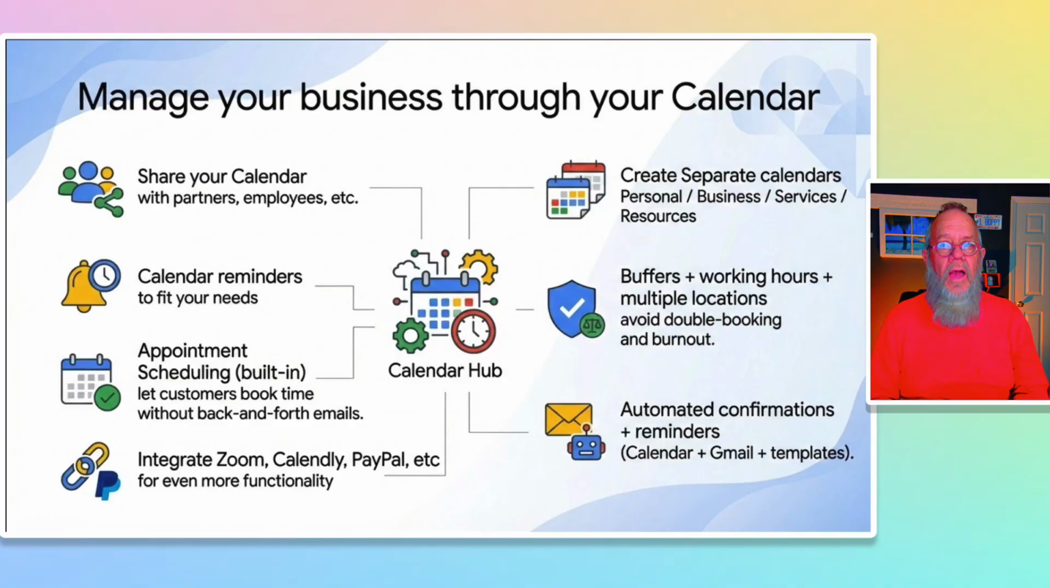Google Workspace calendars. Create separate calendars if you want, so a business calendar, personal calendar, services calendars, et cetera, so you can look at everything that's going on in your business and overlay it all together so you can understand what's going on in your business. You can create work hours in multiple locations, again, if you're using Google Workspace Standard, and automated confirmations and reminders so that everybody knows what's going on. All those who are involved know what's going on and when.